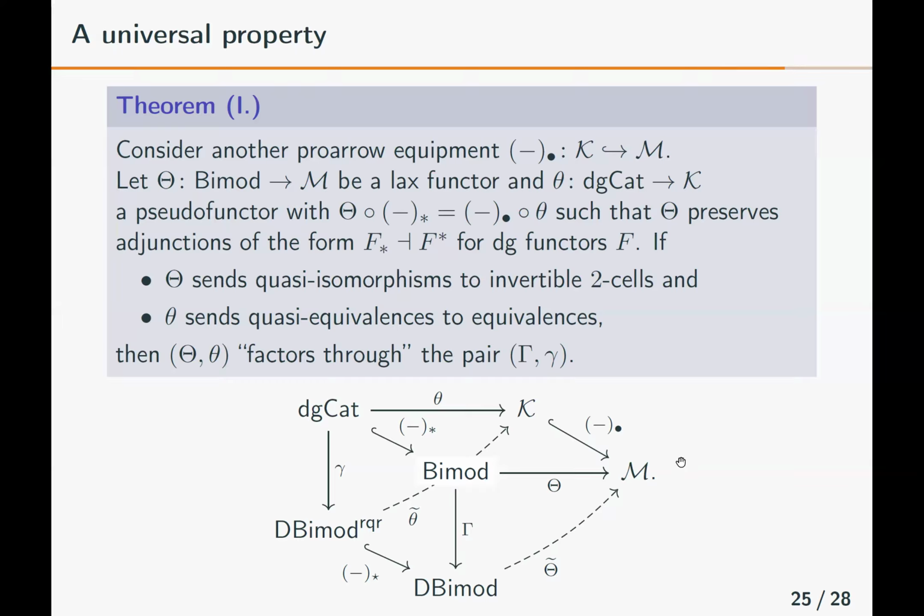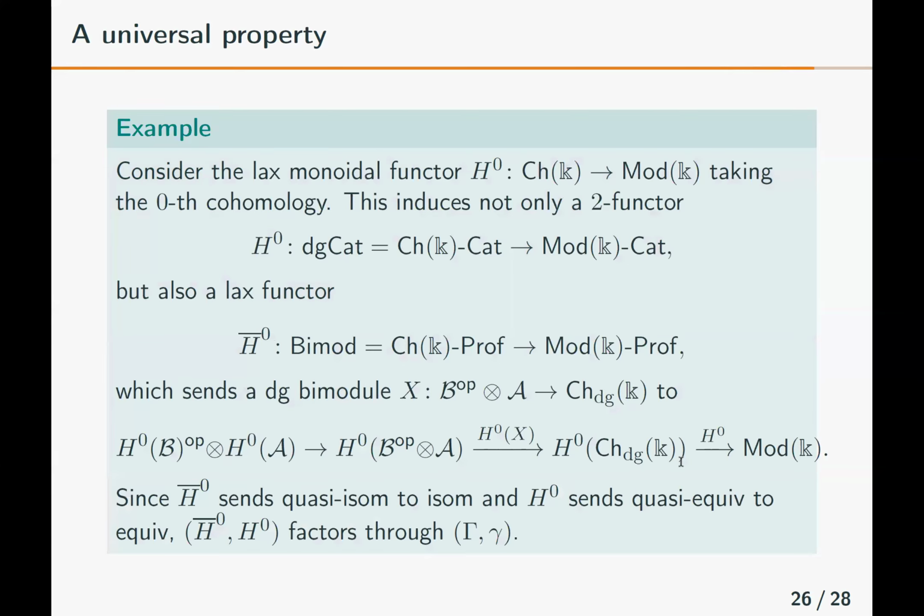This theorem shows that our construction is not ad hoc, but can be characterized by a natural universal property. As an application of this theorem, we get the following. Consider the Lax monoidal functor H0, which takes the zeroth cohomology of a complex.